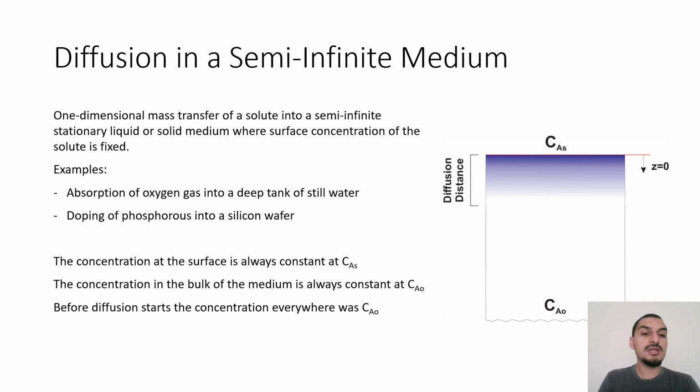The case that we will deal with mathematically is the case where we have constant concentration at the surface. So the concentration here is constant, and the concentration in the bulk is always constant. These are the boundary conditions. The concentration in the infinite part of the body is always constant at C_A0, and the concentration on the surface is constant at C_As. And in the very beginning, before the diffusion starts, the concentration everywhere was C_A0. So these are the boundary and initial conditions that we can use to solve the problem.